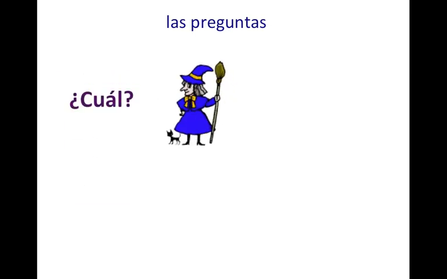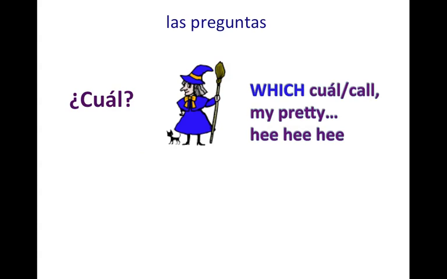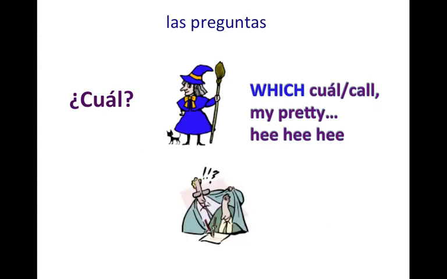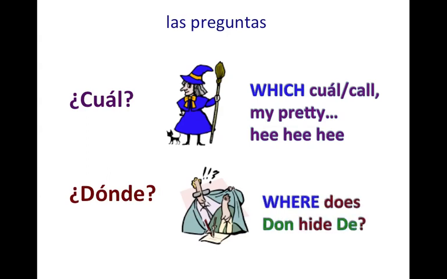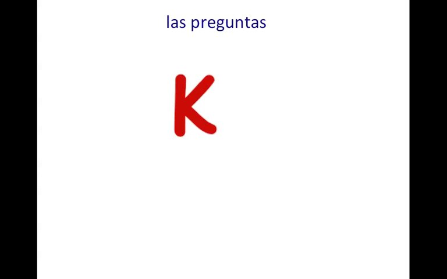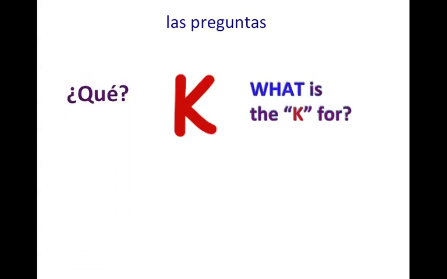Repitan. ¿Cuál? Which qual, my pretty? ¿Cuál? Which qual? Repitan. ¿Dónde? Where does dawn hide day? ¿Dónde? Where? Repitan. ¿Qué? What is the K for? ¿Qué? What is the K for?